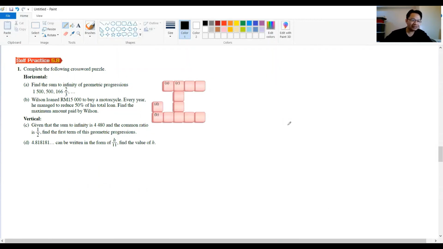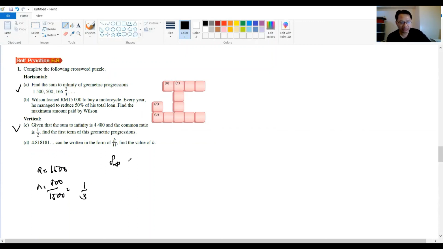So only one question here. Do all of 1A, B, C, D. I will do A and C together, and let's check whether our answer is correct or not. Find the sum to infinity for the GP below. So our A is 1,500. Our R is 500 divided by 1,500, which equals 1 over 3.